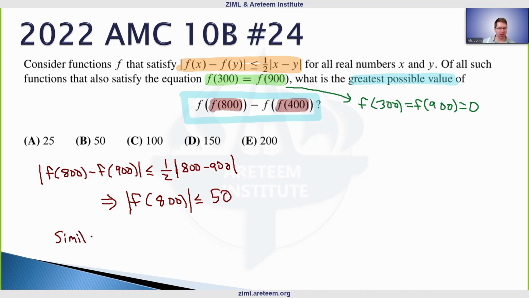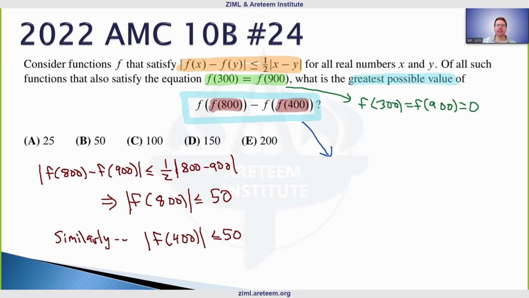So let's keep our baseline nice, and we can do something similar for the other one. So let me not write out things there. Similarly, f of 400 in absolute value differs from 300 by 100 divided by 2. This is less than or equal to 50 as well. Now we're looking for the greatest possible value of these two things. I don't want to write out all of the details, so let's say some of this verbally.